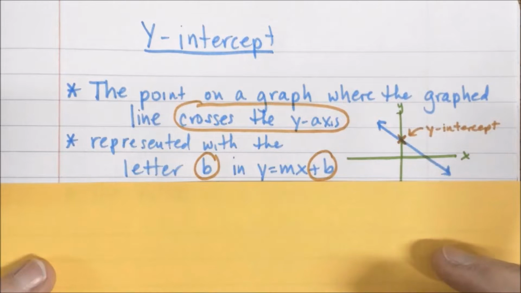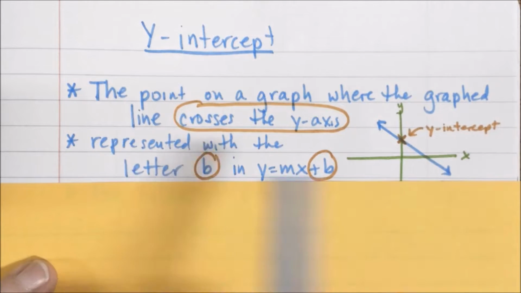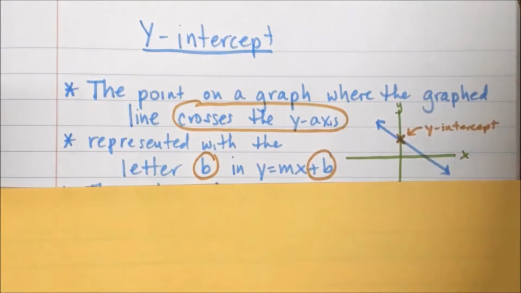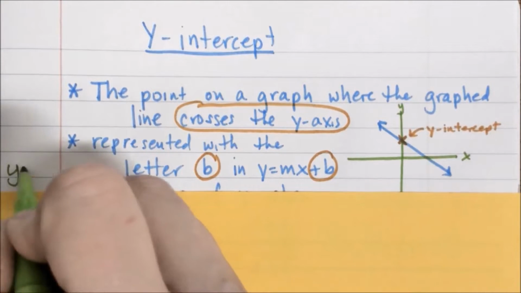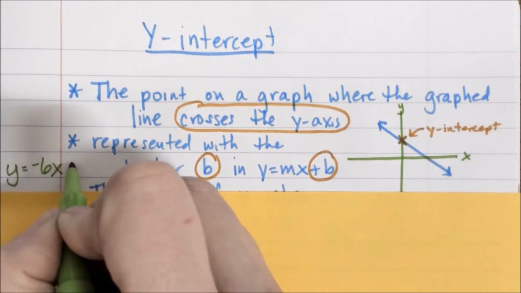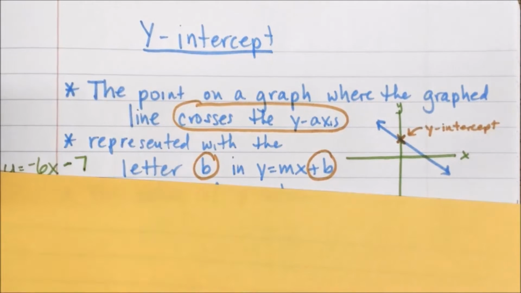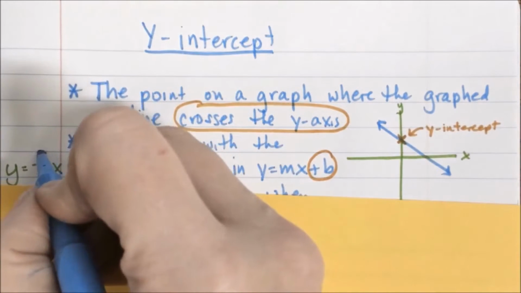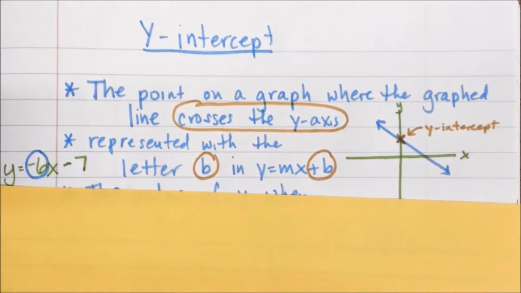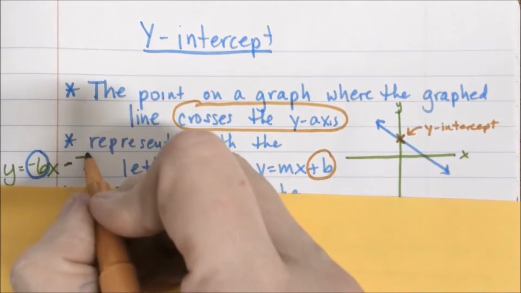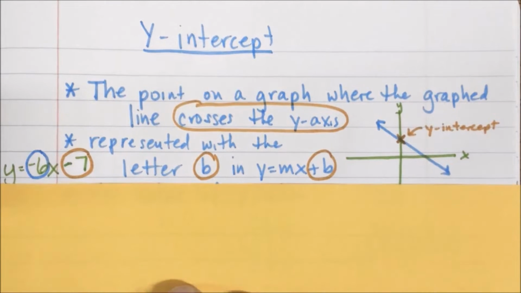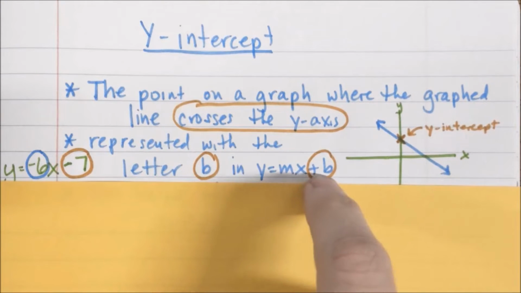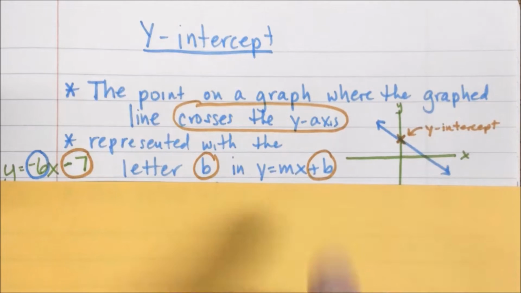In an equation, it's represented with the letter b in y equals mx plus b. So as an example, maybe we have y equals negative 6x minus 7. Okay? So the slope would be negative 6, and the y-intercept would be negative 7. Okay? So we have the point on the graph where it crosses the y-axis, and then we have the b in y equals mx plus b, and that's one of the letters that's going to represent the y-intercept.